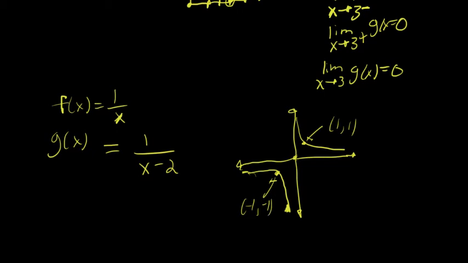And so as x gets bigger and bigger, f of x gets closer and closer to 0. As x gets closer and closer to 0 coming from the right, f of x gets bigger and bigger. As x gets closer to 0 coming from the left, f of x gets more and more negative. And as x gets more and more negative, f of x gets closer and closer to 0.